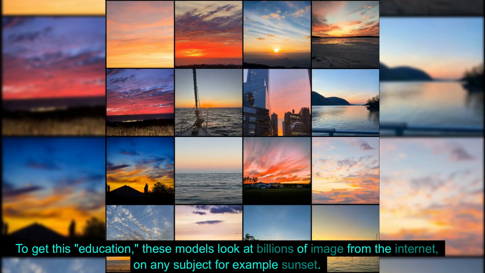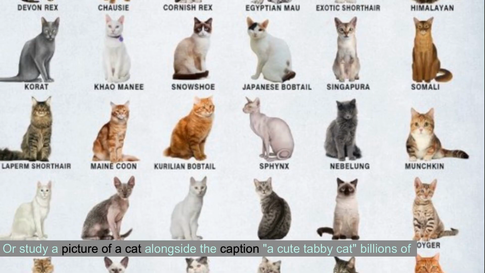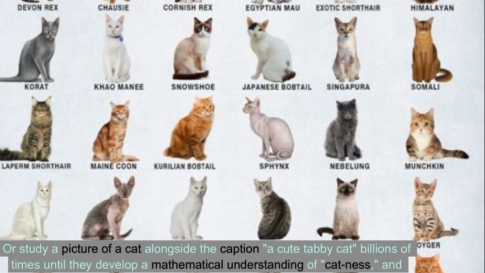To get this education, these models look at billions of images from the internet, on any subject, for example, sunset. Or study a picture of a cat alongside the caption, "a cute tabby cat," billions of times until they develop a mathematical understanding of catness and sunsetness.